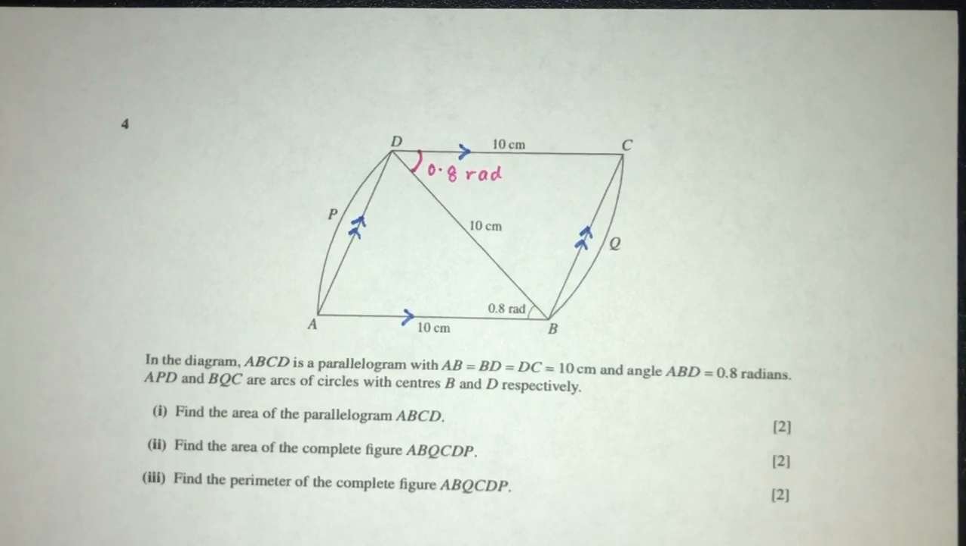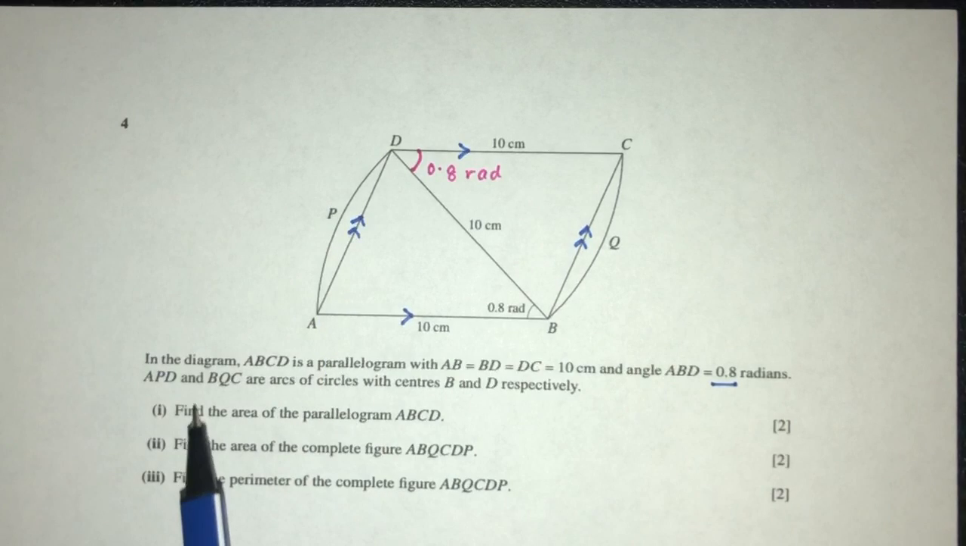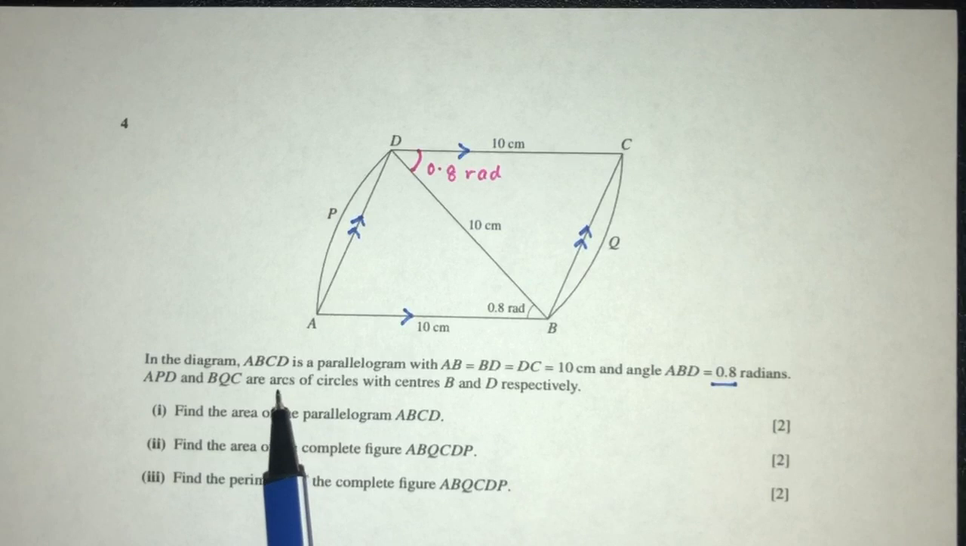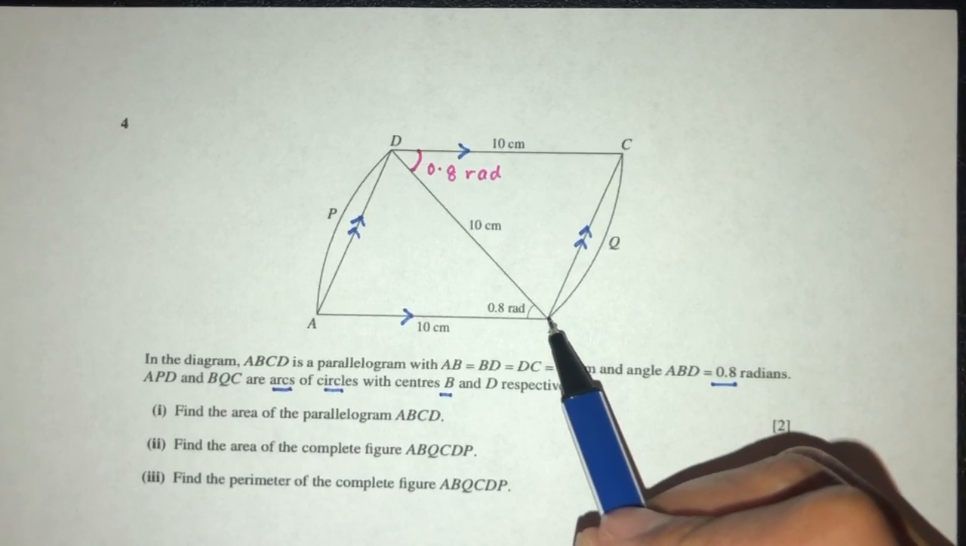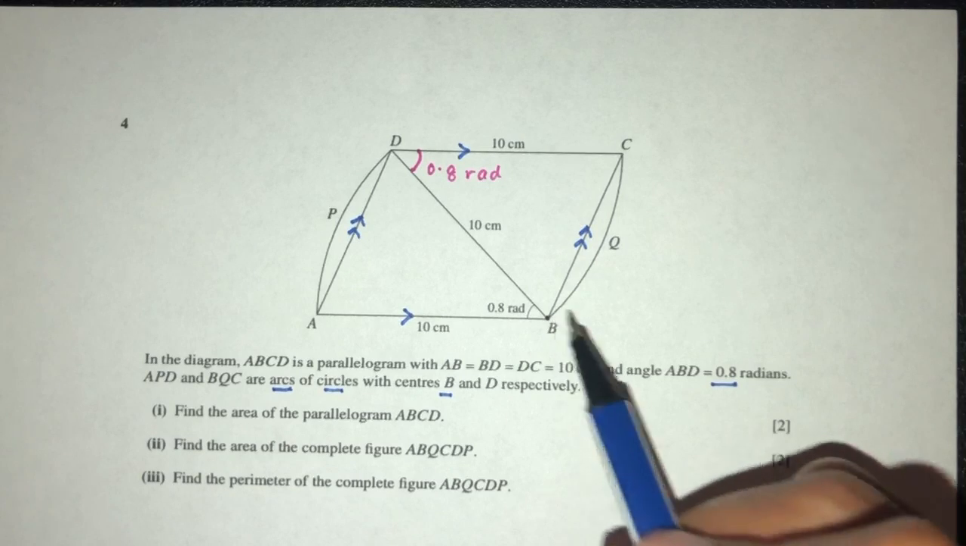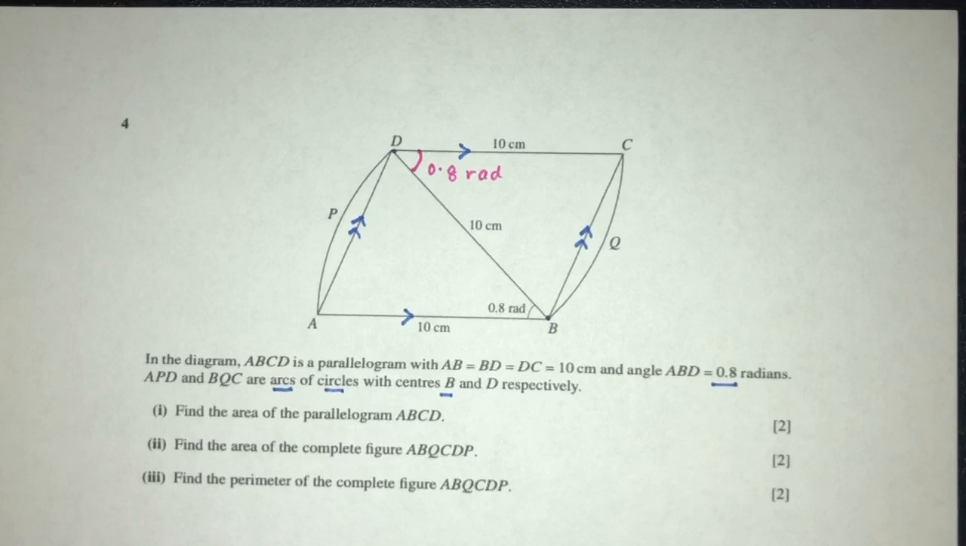Now what else? So we have the angle, this is this, good to know, and then APD and BQC are arcs of circle center B, center is B over here, and center D respectively. Okay, fair enough. Let's see what can we do for this question.